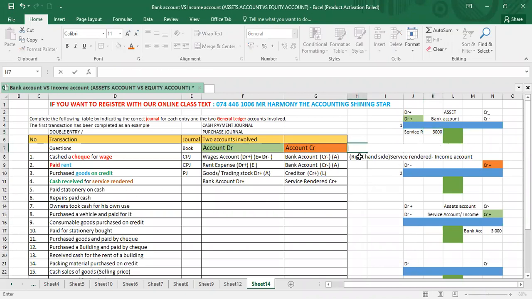Let us firstly erase this. If there is a question, feel free to ask, and I will explain to you. Sorry, student, let me press undo. You see now, the service rendered here, I wrote asset account. No, service rendered is not an asset account. Service rendered, student, falls under owner's equity. If you don't want to say equity, you can also call this account owner's equity.